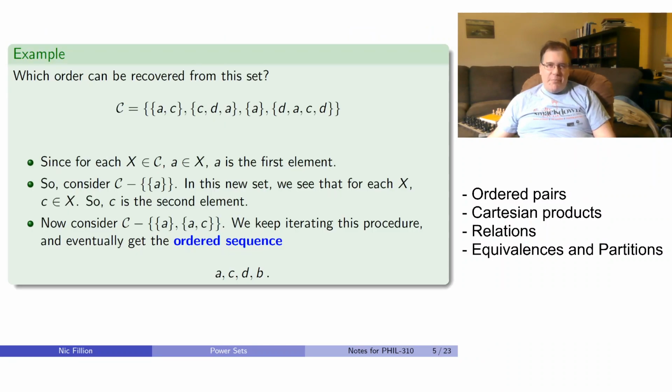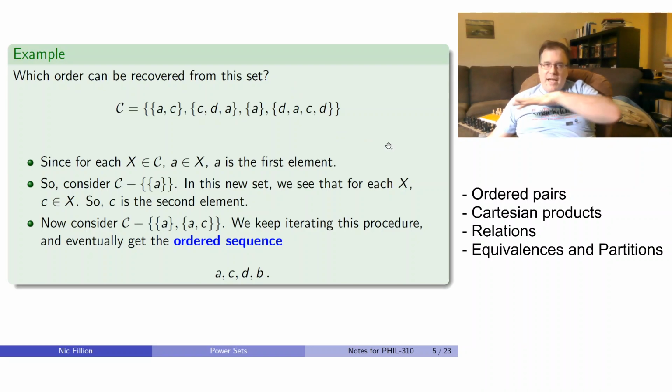So here's an example of how that trick is supposed to work. Here I have a collection of sets, right? It contains 1, 2, 3, 4 sets, right? And for each set in that collection, A is contained, right? So A is here, A is here, A is here, and A is here.